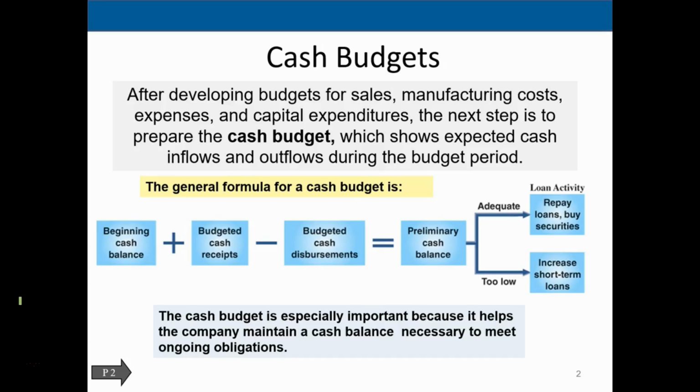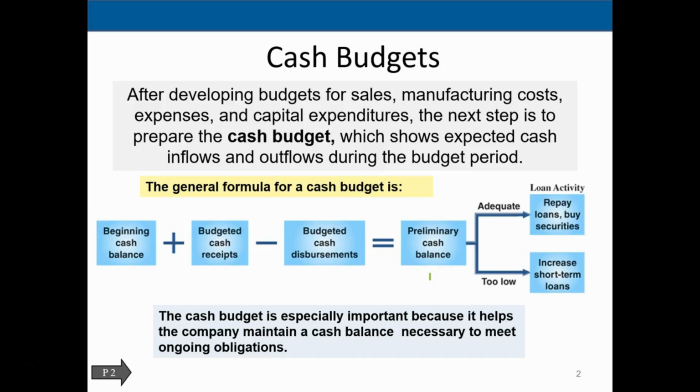So the general formula for the cash budget is this. We're going to take the cash beginning balance, what we started with at the beginning of the month or year or period. We're going to add to that the budgeted cash receipts, what we are receiving throughout the period in cash, not on an accrual basis. And then we're going to subtract the budgeted cash disbursements, the stuff that's going out in cash, not on an accrual basis. That's going to equal the preliminary cash balance.